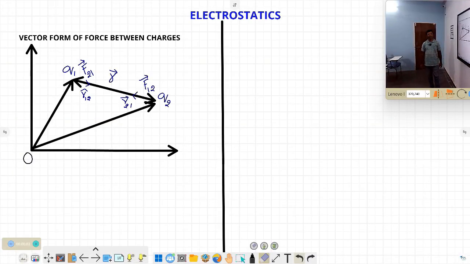Hello students, last class we learned about the force between two charges using Coulomb's inverse square law. So now we are going to discuss the inverse square law in vector form, that means the force between the two charges in terms of vector form.